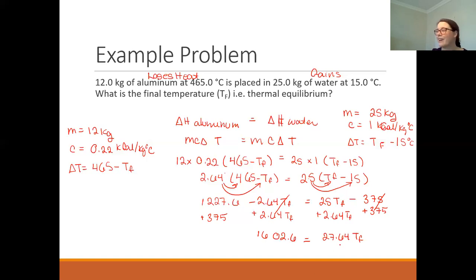1602.6. The final step, you guys are quite familiar with rearranging. You divide by 27.64. And the final temperature is equal to 58 degrees Celsius.